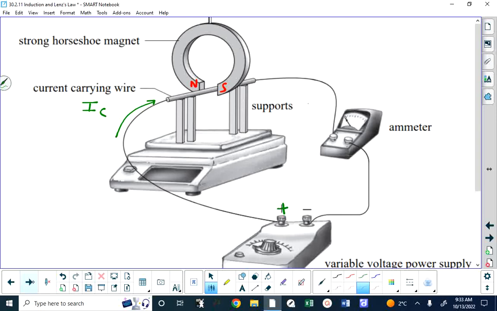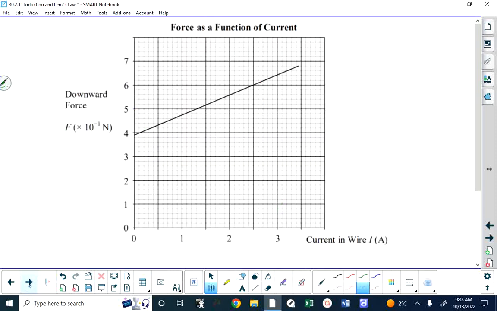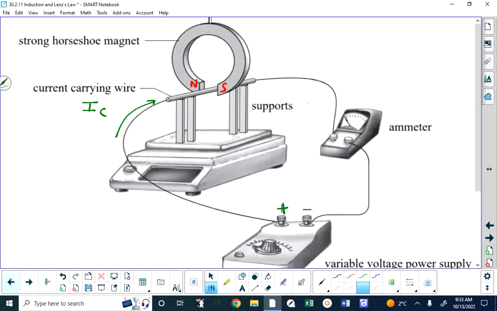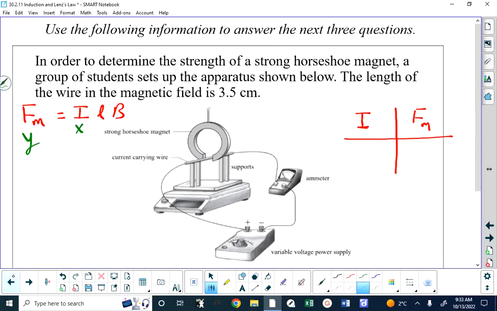So what they've done is they've set this up, and they've plotted the data for a variety of different currents. And they've created this graph. Now, what's interesting is when you look at this equation, this should have no y-intercept, right? And the reason is I've lied to you. This y is not the magnetic force.